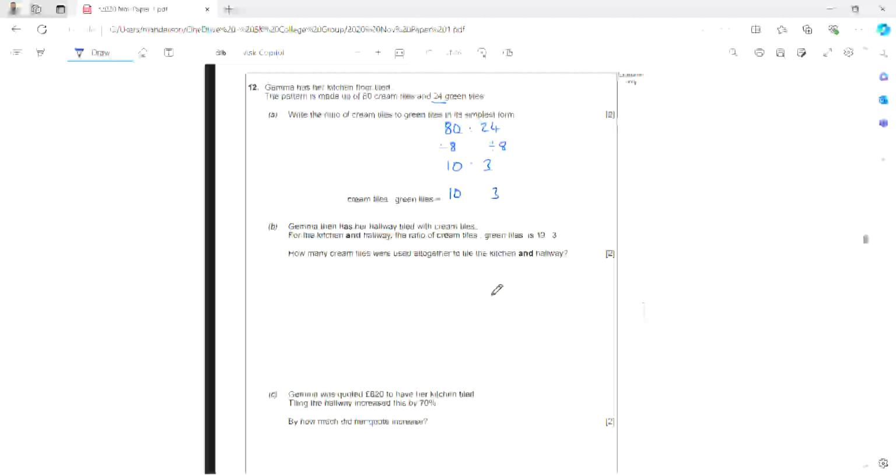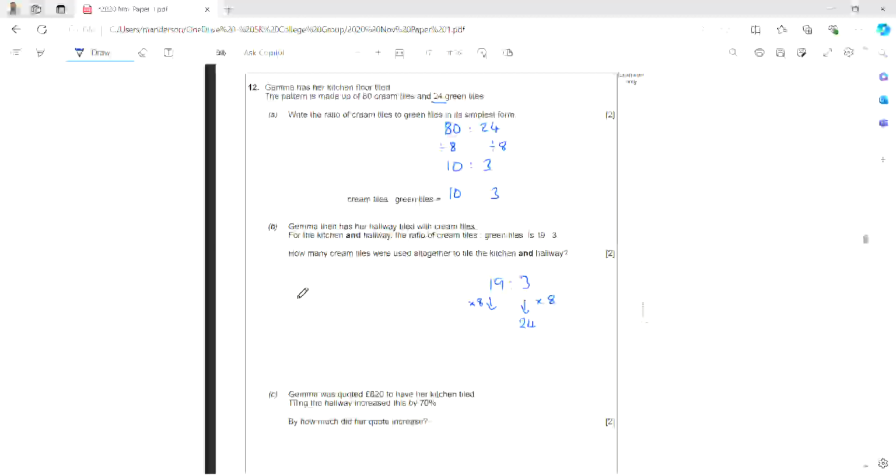Okay, so we know our ratio is 19 to 3, but we also know that our green tiles is 24. So we need to do something to this side to turn it into 24. And opposite of before, we're actually going to multiply it by 8. So we're going to do the same thing on this side of my ratio. I'm going to times 19 by 8.